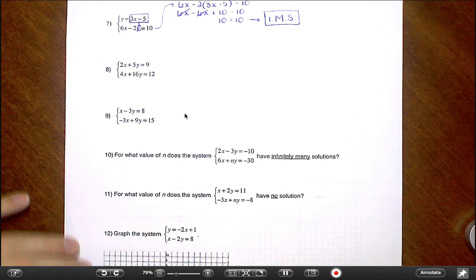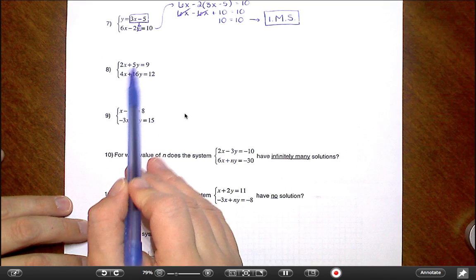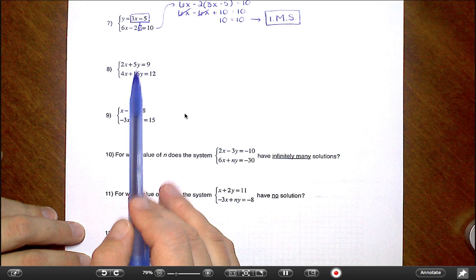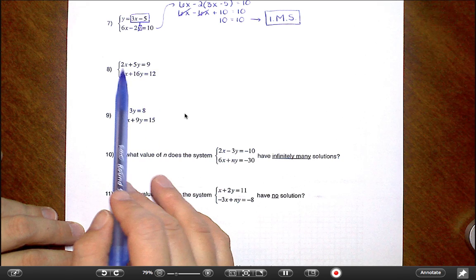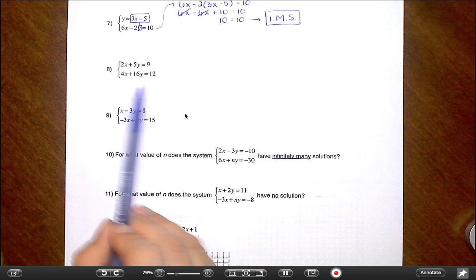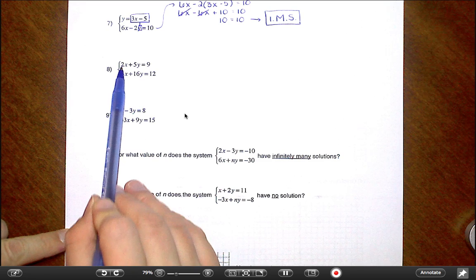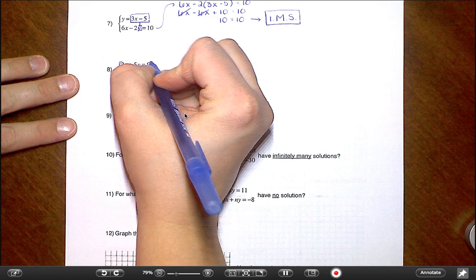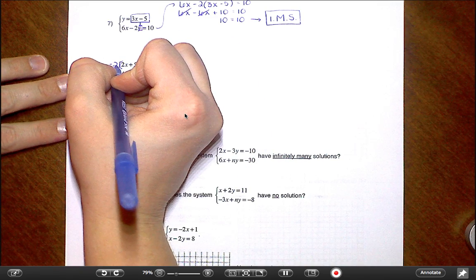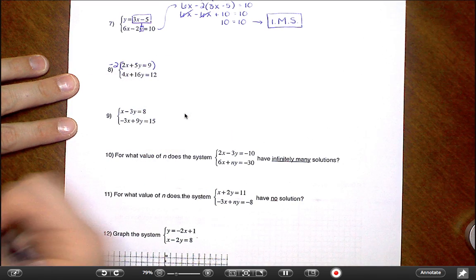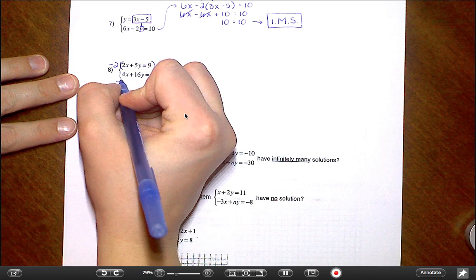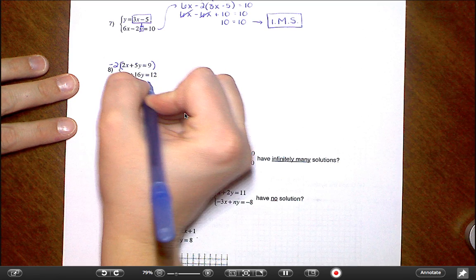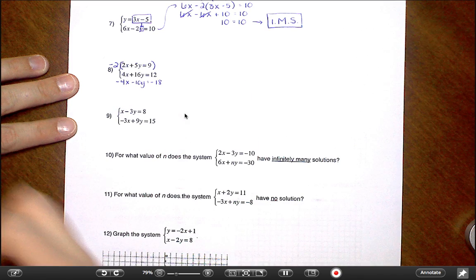Okay, number 8 looks like an elimination problem is going to work well for us. The y's look pretty tough to get rid of, but the x's play pretty nicely together. Because I could just turn this into a negative 4 and I'd be good to go. So to do that, I'm going to multiply on the top by negative 2 so that I can turn that into a negative 4. That's going to give me negative 4x minus 10y equals negative 18.